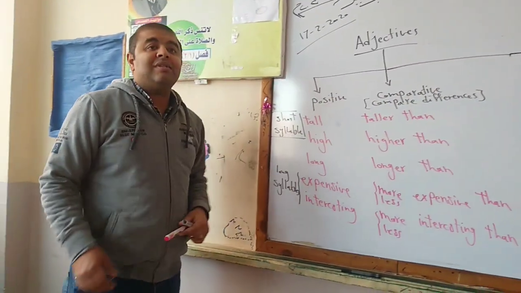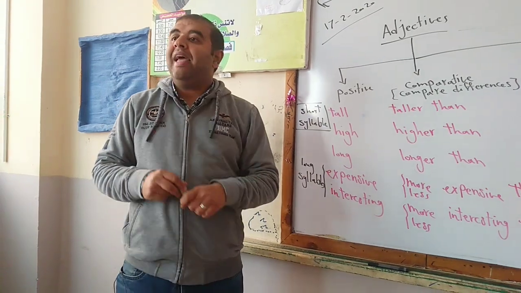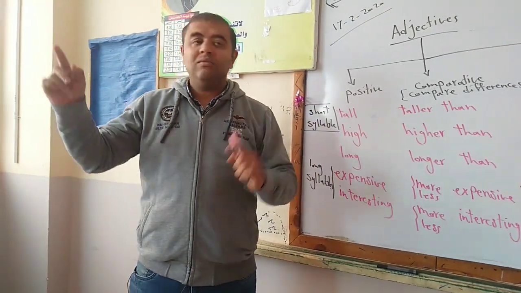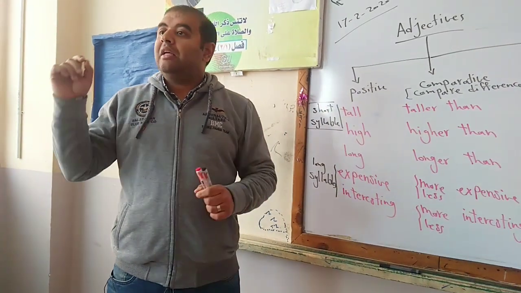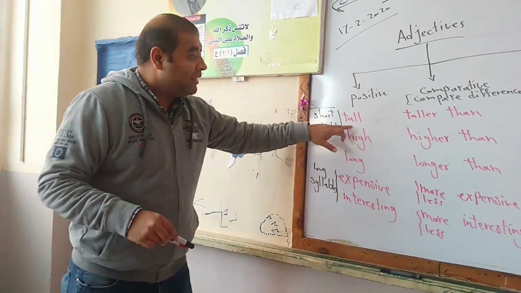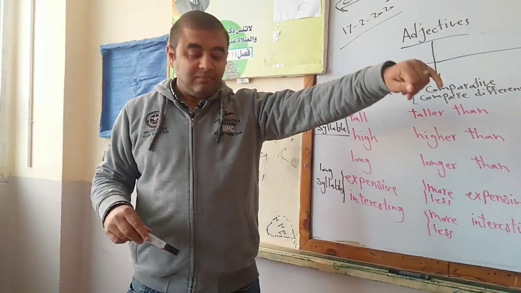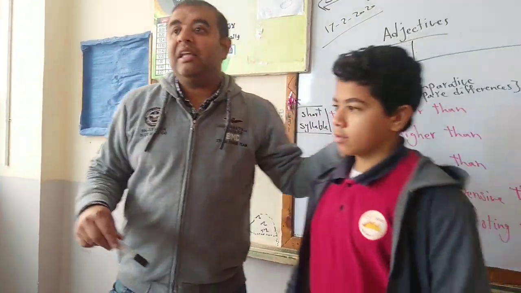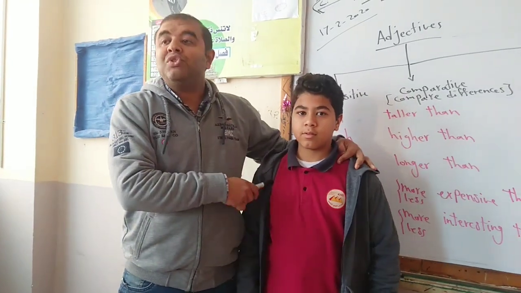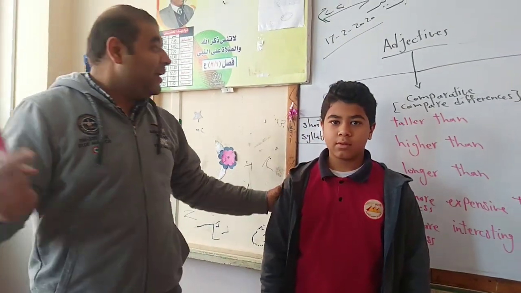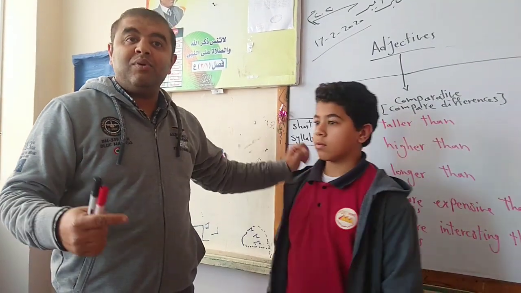Okay, how to use the positive adjectives? The positive adjectives are used to describe one person, one thing. Okay, for example, the word tall. We can say, come Marwan. Listen carefully. Marwan is tall. Here I describe one person, so I use a positive adjective.